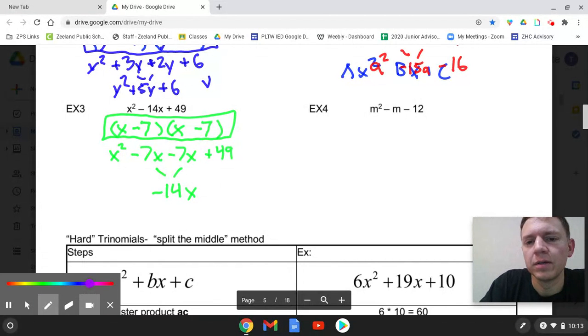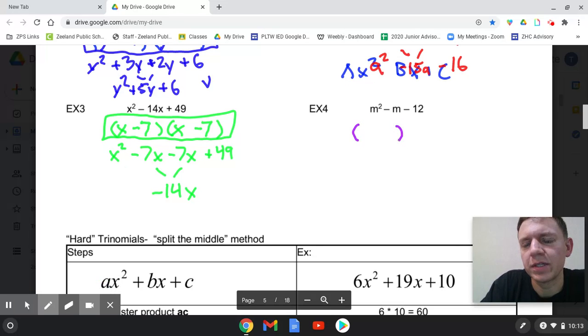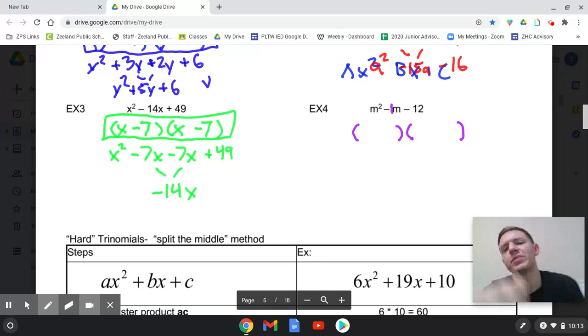All right. Trinomial. A is 1. So I'm going to set up my two binomials here. Two sets of parentheses. I know that should be a 1 in there, so it's like a negative 1. What multiplies to be negative 12, but adds to be negative 1?